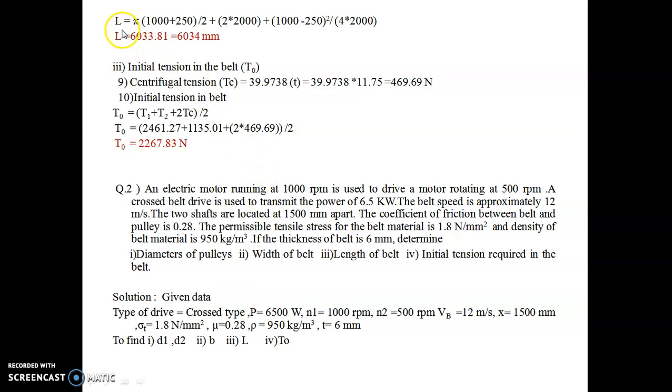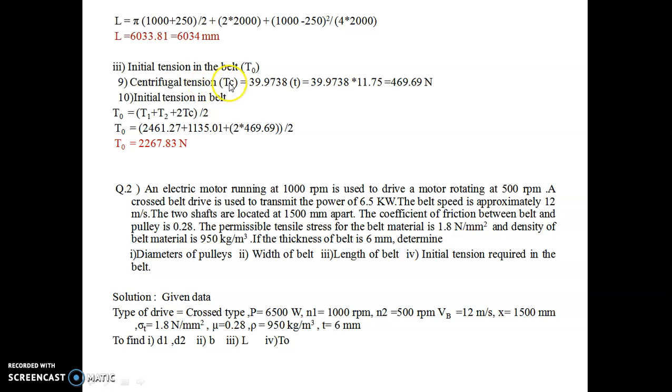So L is equal to pi d1 (1000 plus 250) divided by 2 plus 2 into x (2000) plus (1000 minus 250) bracket square divided by 4 into x (2000). So we can get the value of length L is equal to 6033.81, nearly equal to 6034 mm. The second answer. And third, initial tension in the belt T0.